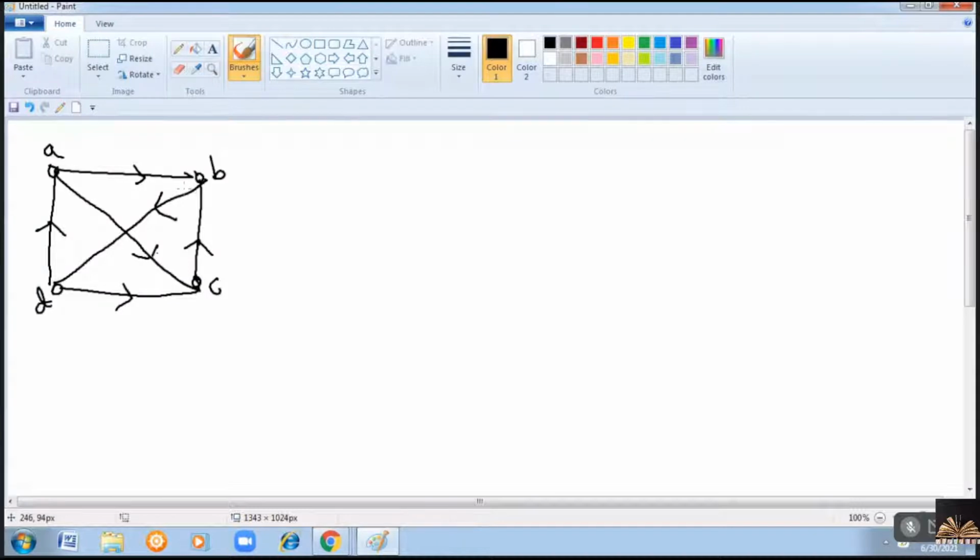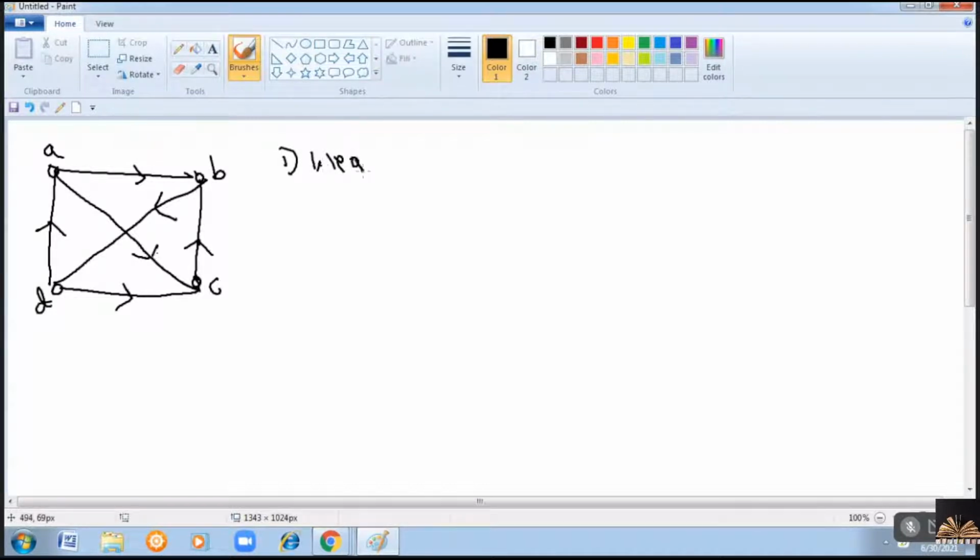So this is the given graph, right? You have to check whether it is weakly connected, strongly connected. What type of connectivity is this graph satisfying? So three types of connectivities we have for directed graph, right? First, we'll check for weakly connected.